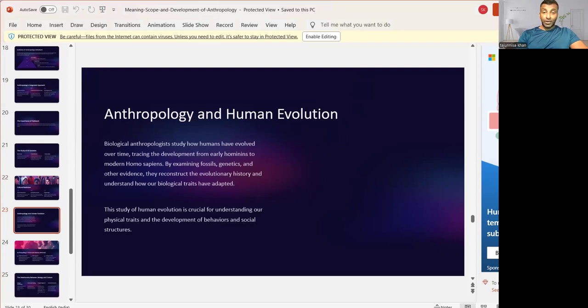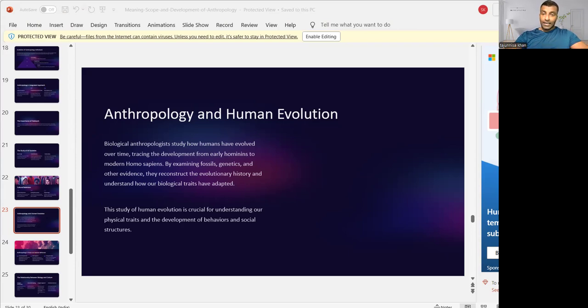Guys, one of the most important areas of study in anthropology is human evolution. Okay. And biological anthropologists study how humans have evolved over a period of time. They trace the development of our species from early hominins to modern Homo sapiens. Okay. And by examining fossils, genetics, and other evidence, anthropologists can reconstruct the evolutionary history of humans and understand how biological traits have adapted to different environments. And the study of human evolution is crucial for understanding not only our physical traits, but also how our behaviors and social structures have developed over a period of time.